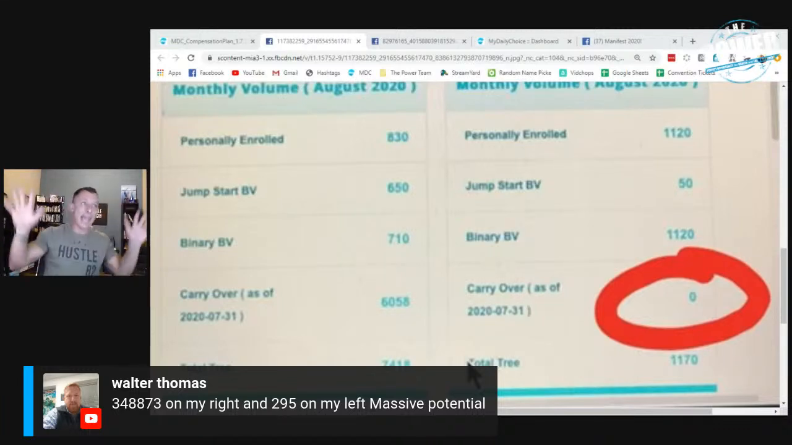And so, as an example, that's on his right leg. As Walter goes and builds his left leg, let's just say that over the next 6 months, Walter is able to build an organization in his left leg that grows to 348,000. 348,000 is going to match with his carryover on his right leg. They come together, poof, he gets paid 15% on that number, which is $52,000 sitting there in your back office waiting for you to get paid on that.